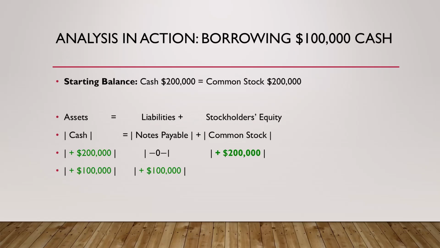Now for our second transaction, borrowing $100,000 cash from a bank. We begin with our previous balance where cash and common stock were both $200,000. First, our cash, an asset, increases by $100,000. Second, our obligation to the bank, a liability called notes payable, also increases by $100,000. Our equation again balances. Total assets of $300,000 equal $100,000 in liabilities plus $200,000 in stockholders' equity.